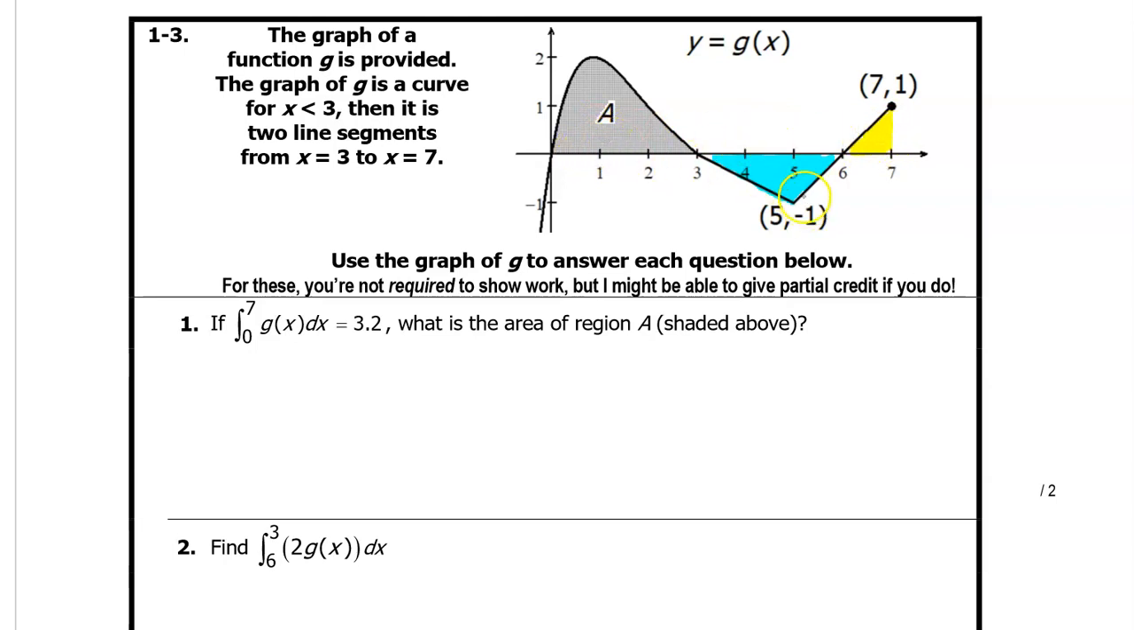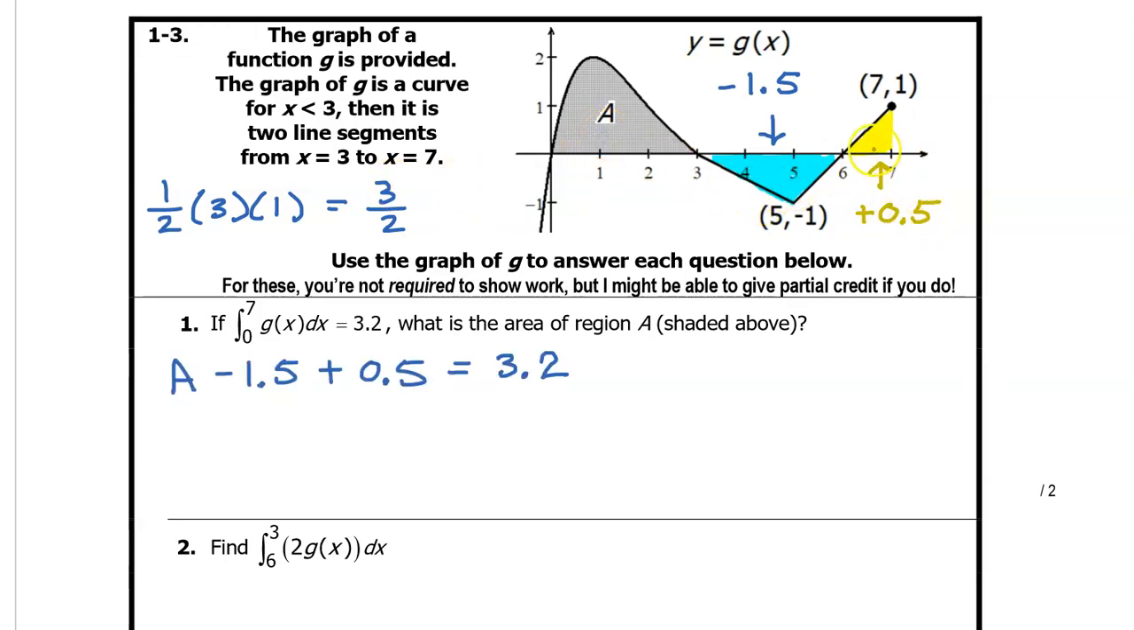If we add all three values together, we are told that it will be 3.2. That's the definite integral from 0 to 7, the net area of all three regions. The geometric area of the blue triangle is 3 over 2. That's just 1/2 base times height. So that means that the integral from 3 to 6 will be negative 1.5. Similarly, the integral from 6 to 7 is positive 0.5.